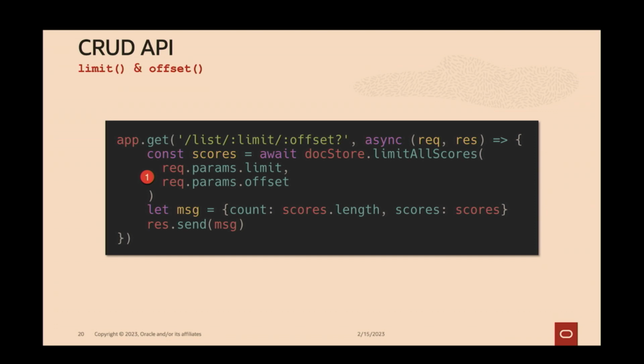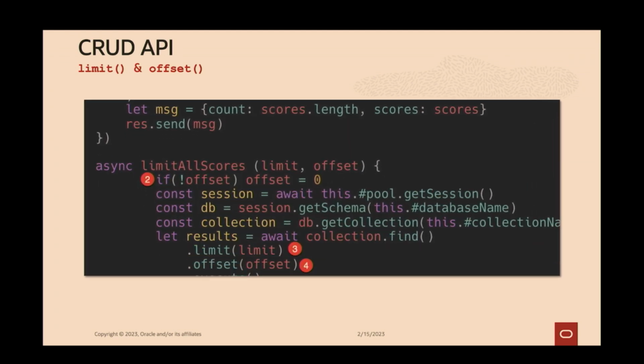Obviously there's going to be very few times when you're going to want to say give me everything. We're often going to want to limit that, usually through some type of pagination. With that, we can use limit and offset in the find method. Here you can see we have a route set up, again back in index.js, where the limit is required and the offset is not required. Then we pass both of those parameters into our call to limitAllScores. Again, we take the results and return them as a JSON object.